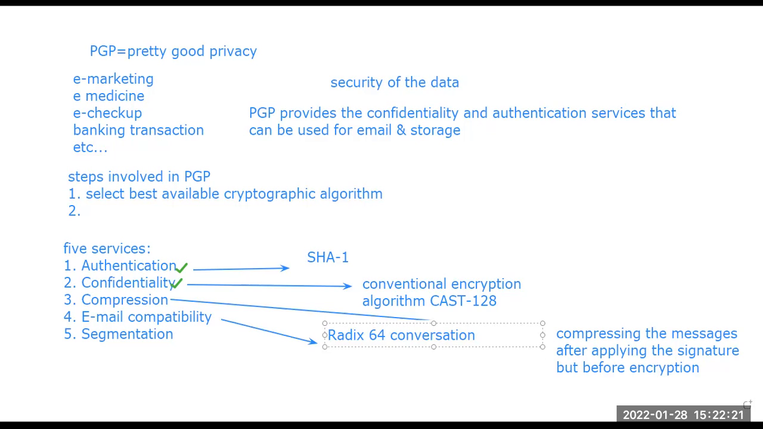And lastly, segmentation and reassembly. Email facilities are restricted to a maximum message length. So the message is accessible through the internet in different small segments, and the segmentation is done after all the processing, including the radix-64 conversion. And PGP must strip off all email headers and reassemble the entire original block before performing the other steps.